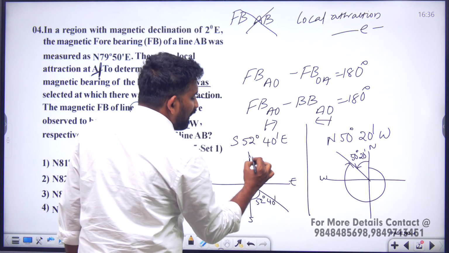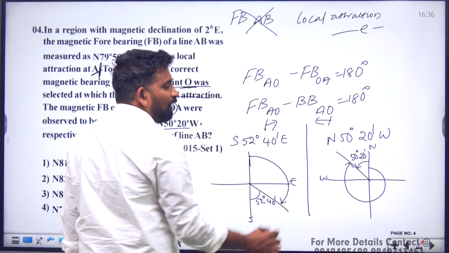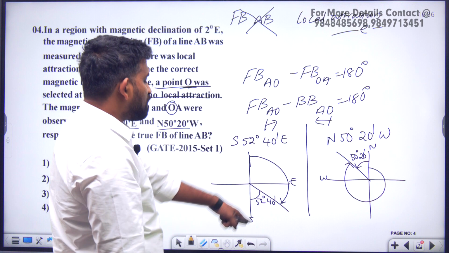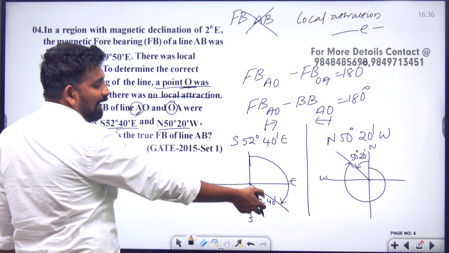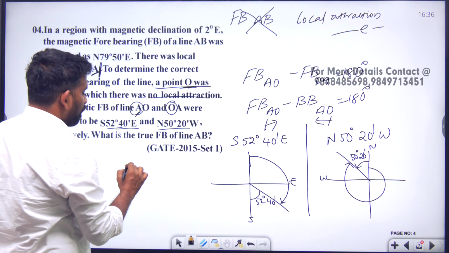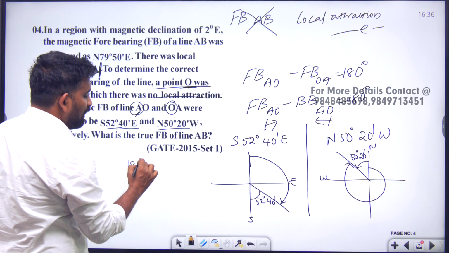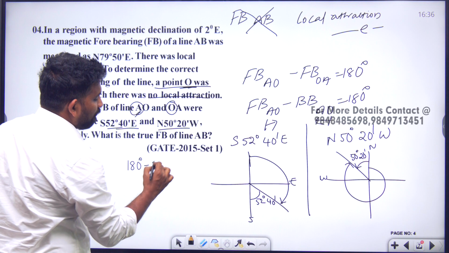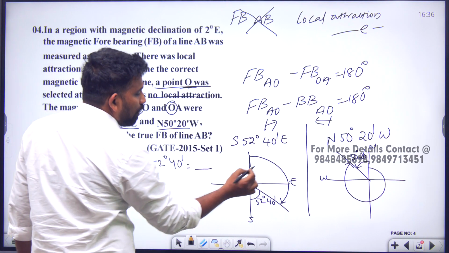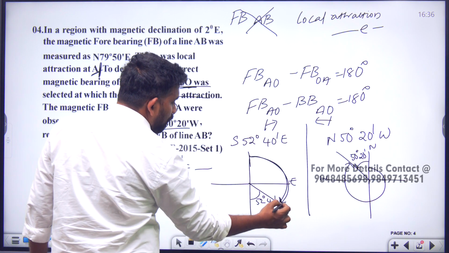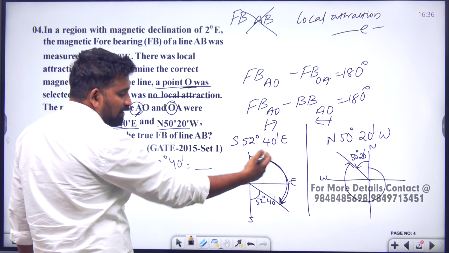Whole circle bearings have to be taken with respect to only north. Now, these are the bearings that we need to find out. See here, if I subtract 52 degrees 40 minutes from 180, I will be able to get the remaining angle. That means this 180 degrees is there, right? So, if I subtract this angle 52 degrees 40 minutes, I will be able to get the resultant value of this bearing, because we know this total is 180.